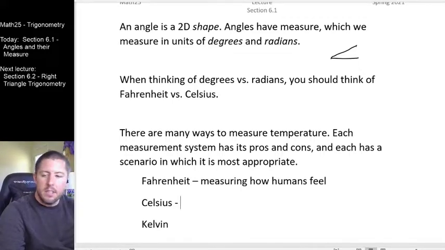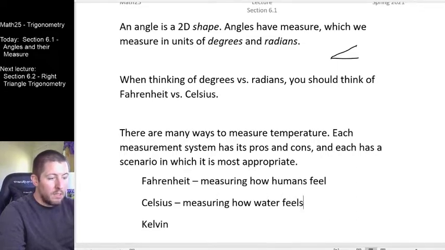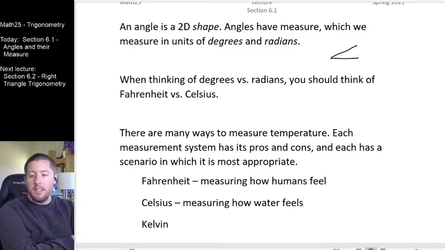So Celsius is a little bit more of a good descriptor for some of those more physical things, right? I like to think of Celsius as measuring how water feels, right? Celsius goes on a scale where 0 is the freezing point of water and 100 is the boiling point of water. So in that setting, 0 to 100 doesn't really describe the span of temperatures experienced on Earth. It describes the span of relevant temperatures for water, right? So Fahrenheit is a pretty good scale for people.